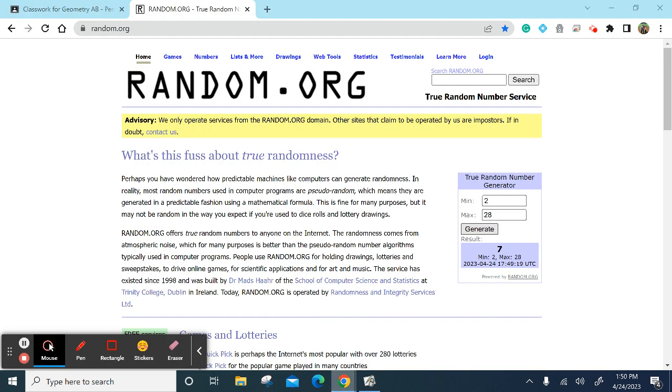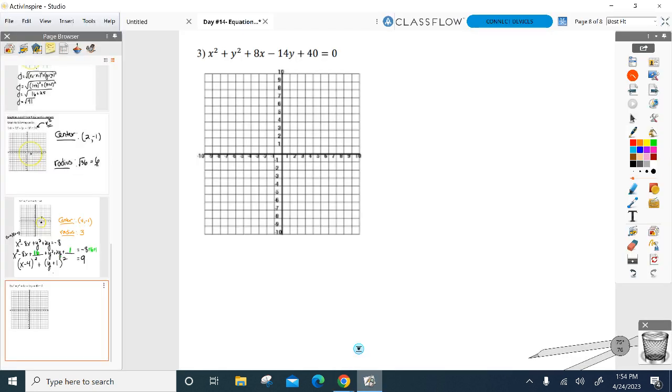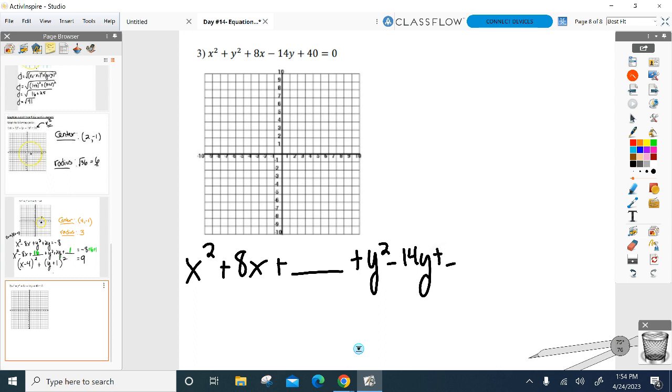It's been a while. All right, let's do this. First step: get the 40 over. Group your x's and y's. You can do that all in one step. x squared plus 8x, and I'll even put plus that c value we're going to generate, plus y squared minus 14y plus this equals negative 40.